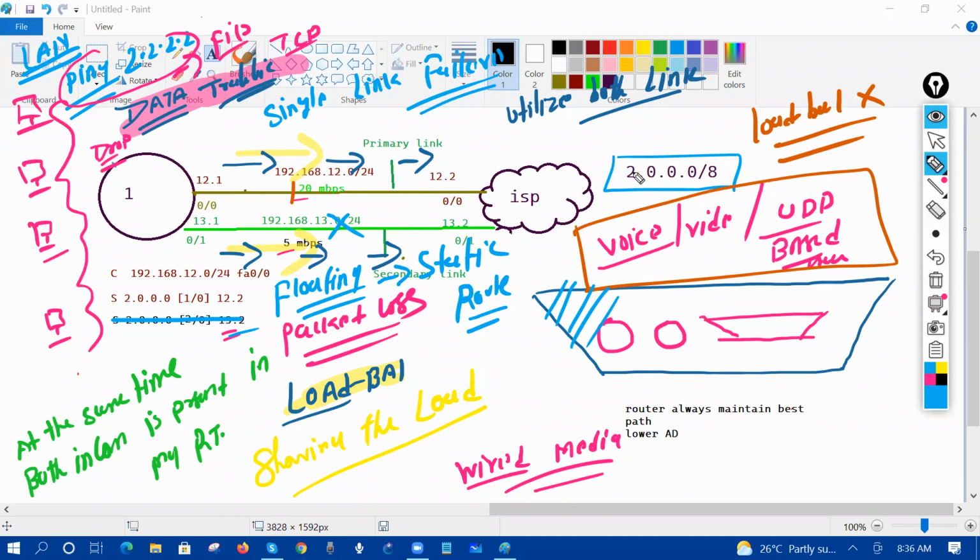But somehow, if the primary is not there, what am I going to do over there? Now, this route will appear in the routing table automatically. You don't need to do anything. Automatically, this will be done. Again, if the primary comes back up, automatically the secondary will be removed from the routing table.